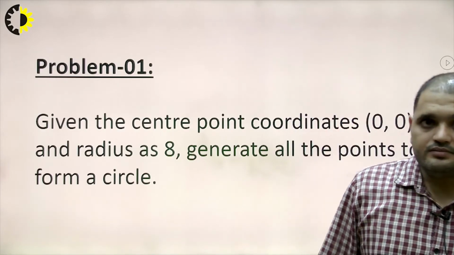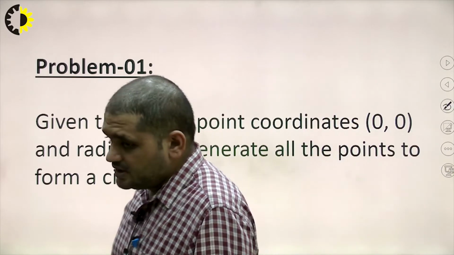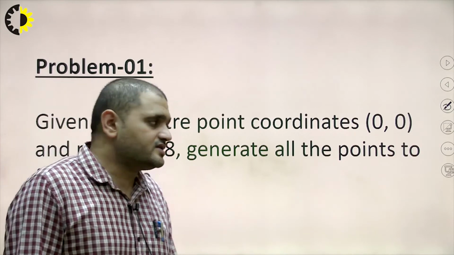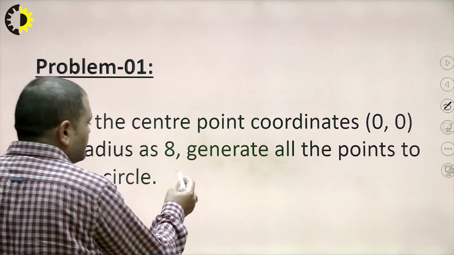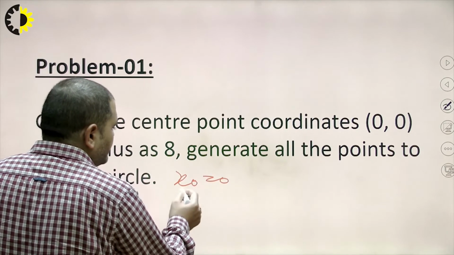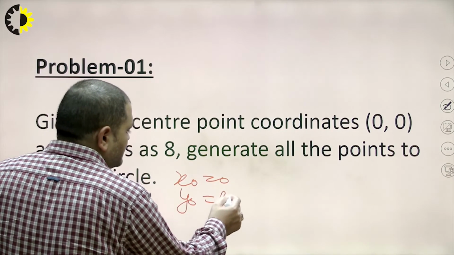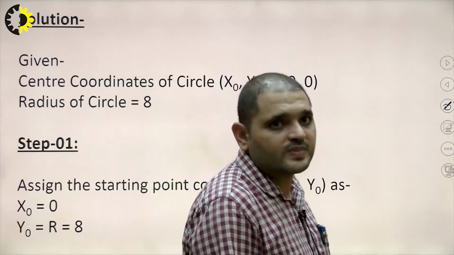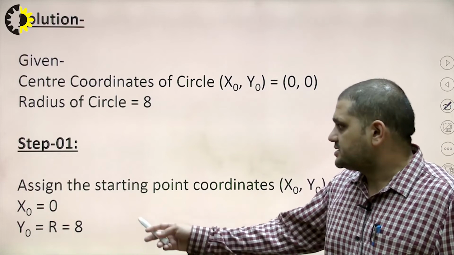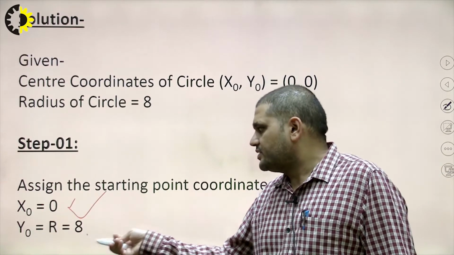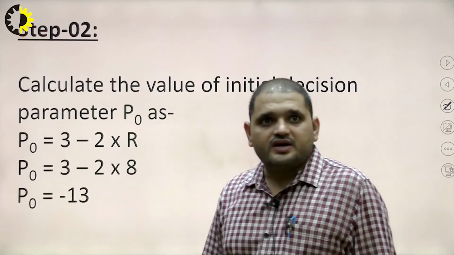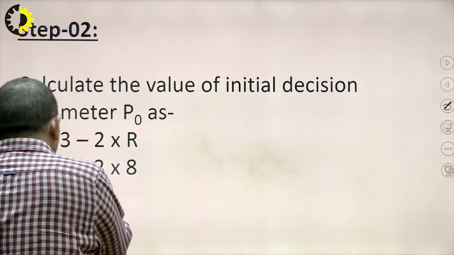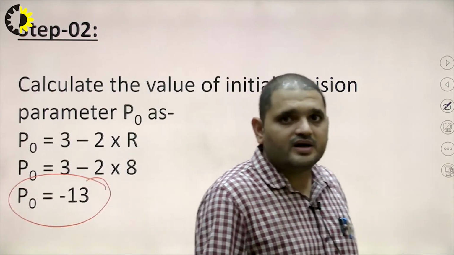So starting with the problem, in this problem we have taken the center point of the circle as 0 0, that is the origin, and the radius is 8. Then what we have to do, we have to assign x naught equals 0 and y naught equals r, which is equal to 8, and the decision parameter is 3 minus 2r. Okay, see, we have done this, x naught equals 0 and y naught equals r, that is 8. Then we can find the value of the decision parameter, that is 3 minus 2r, which comes out to be minus 13.